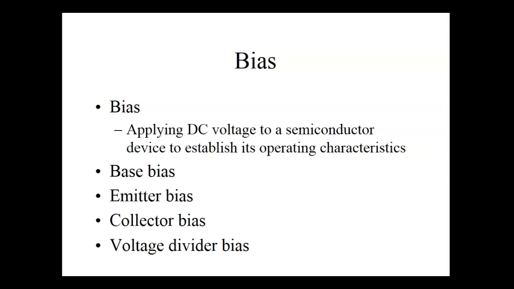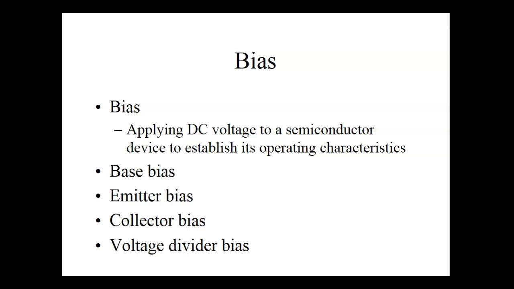So base bias, we've already looked at that. These are going to be a lot of our saturated switches. Emitter bias, we've looked at that. These give us the constant current sources that we looked at when I hooked up all those LEDs, when we put our bias resistor in the emitter circuit. Collector bias is not used that much, and voltage divider bias is predominantly the bias that we use when we want to amplify AC signals.